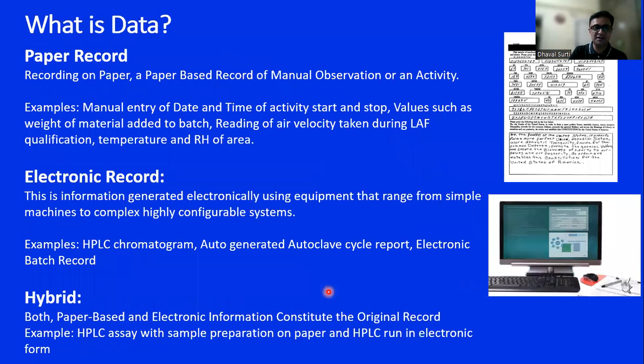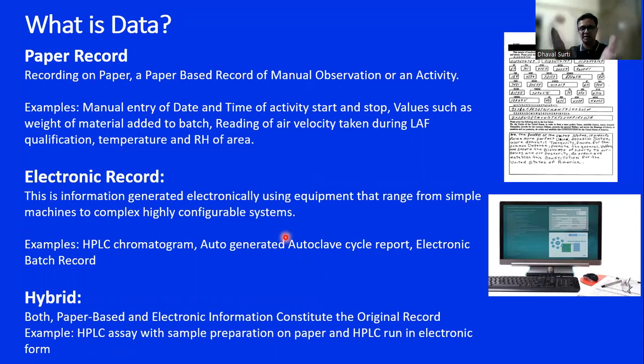So let's understand first what is data. When we are talking about data integrity, we must understand first what is data. There are three types of data. Paper record. Paper record means recording on paper. A paper-based record of manual observation or an activity. Examples such as manual entry of date and time of starting or stopping of the activity.